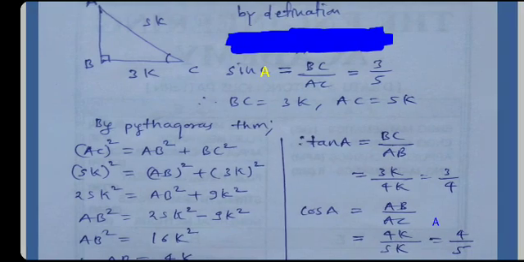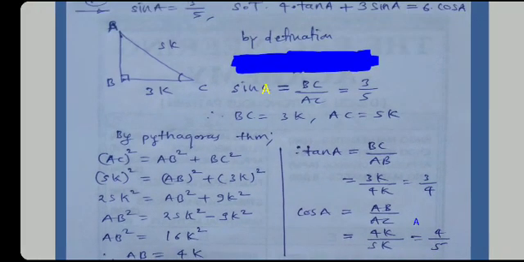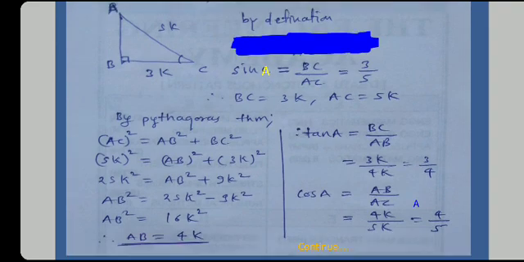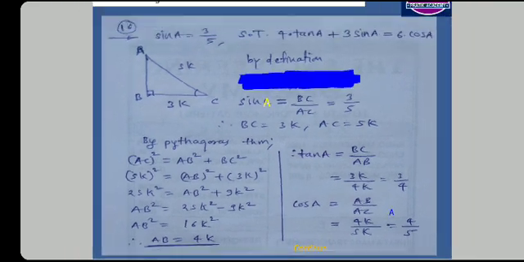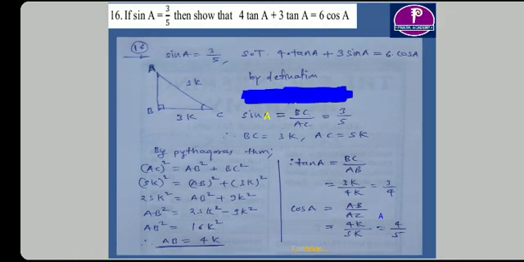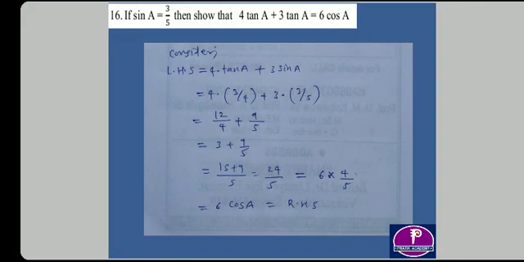So tan A is nothing but the ratio of opposite side upon adjacent side, that is BC upon AB, sorry. So putting this value we get tan A is equal to 3 upon 4. Similarly cos A we get AB upon AC, so it becomes 4 upon 5. Okay, so here we got the value of sin A, tan A, and cos A. Now use these values in the given relation.